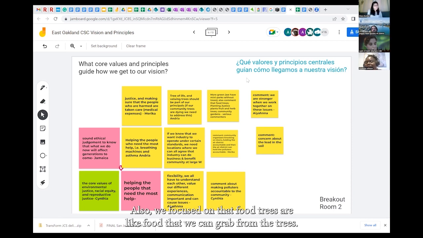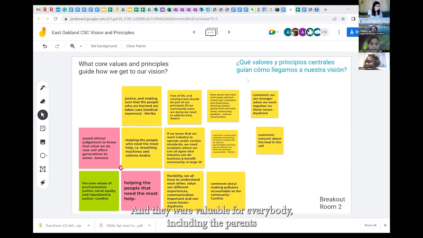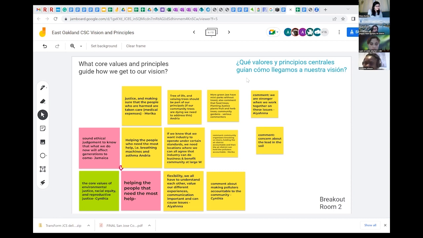Food trees are like food that we can grab from the trees. I know when I was younger, we used to have fruit trees where we could grab little snacks instead of running in the house every 5 minutes, and that was valuable for everybody, including the parents.